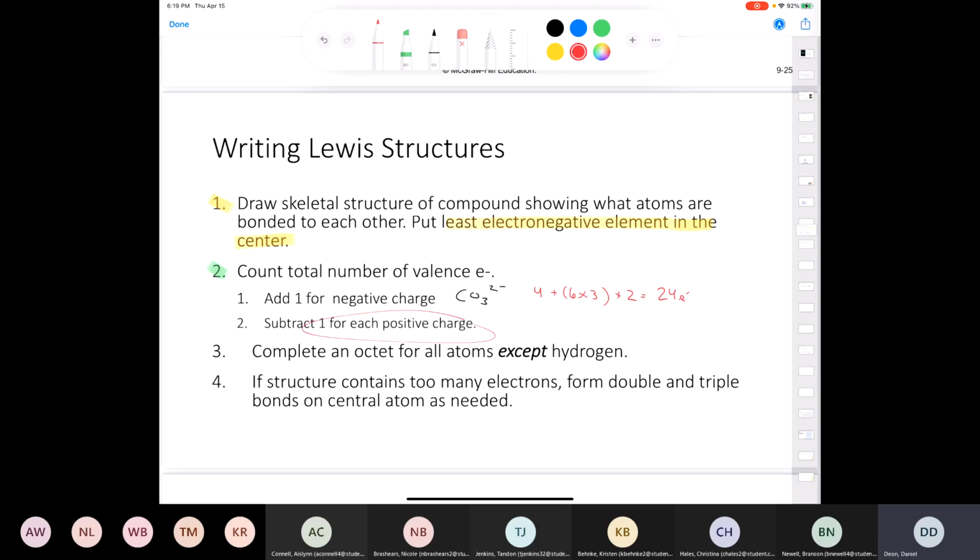Right? What if you have a positive charge? Every time you get a positive charge, you'd subtract an electron. Don't believe me? Well, let me show you. Let's say you had an ammonium ion, NH4 plus. Well, how many valence electrons does nitrogen have? It has 5. We've established, I think by now, that hydrogen has 1.